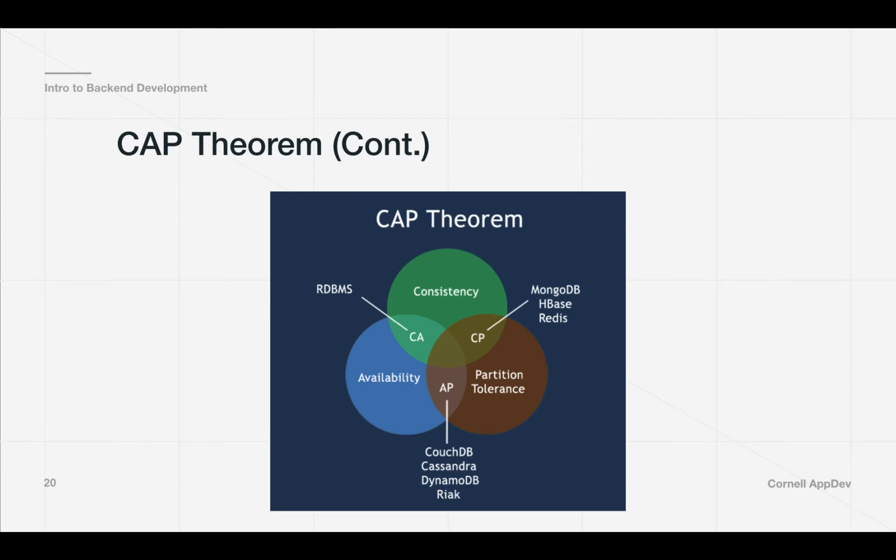If we look, RDBMS, which stands for Relational Database Management Systems, so Postgres, MySQL, stuff like that, those satisfy consistency and availability. So you're guaranteed that they'll be available every time you write to it, and then you read after, you'll always get that result. But then for C and P, we have some NoSQL databases, and then same with A and P. So we're going to get into more stuff.